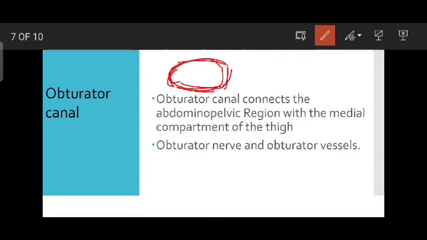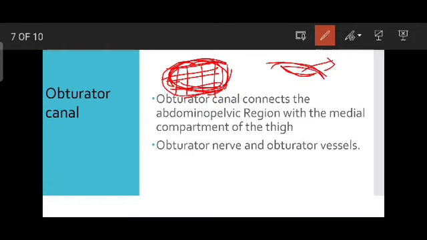This is the obturator foramen, and the obturator foramen is covered by the obturator membrane. In the upper margin of the obturator membrane and below the superior ramus, we have one gap called the obturator canal, through which the obturator artery, nerves, and veins come out of the abdominopelvic cavity and enter into the medial compartment of the thigh, that is the adductor compartment of the thigh.